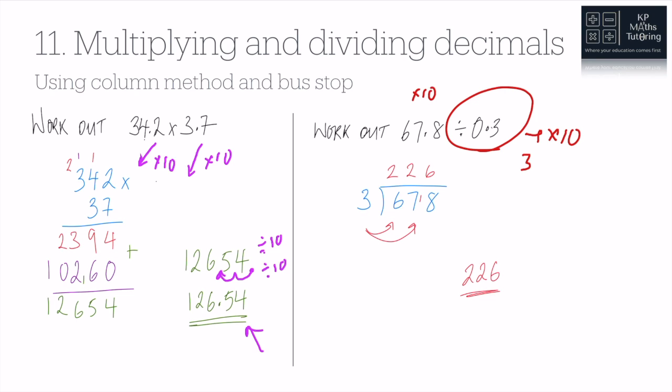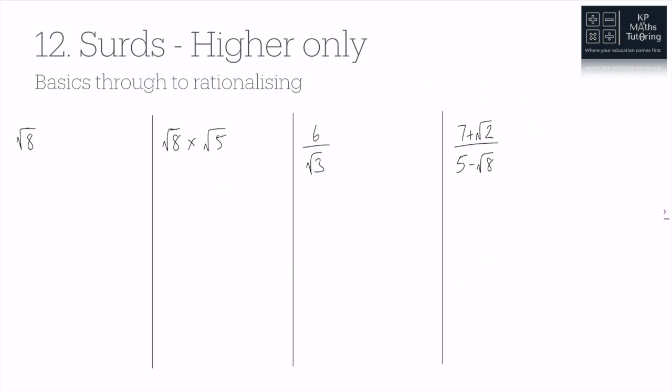3 goes into 6 twice, 3 goes into 7 twice with 1 left over, and then 3 goes into now 18 6 times. So your answer is 226, and you do not change anything back there. Okay, 67.8 divided by 0.3 is exactly the same as doing 678 divided by 3. Remember when you're dividing with a number that's less than 1, in this case we are, it will make your answer bigger, so the answer will be bigger than that. Right, only on higher do you need to worry about this. So if you're doing foundation, don't worry about this next bit.